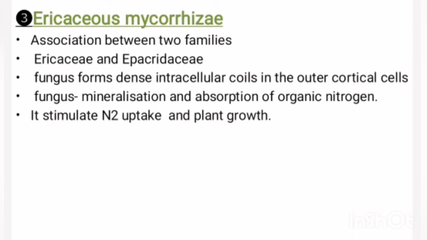The third type of endomycorrhizae is the Ericaceous mycorrhizae. These are associated with two families, that is Ericaceae and Epacridaceae, in which the fungus forms dense intracellular coils within the outer cortical cells. The fungus has tremendous capacity for mineralization and absorption of organic nitrogen. It can stimulate nitrogen uptake and plant growth even in infertile peat soil.